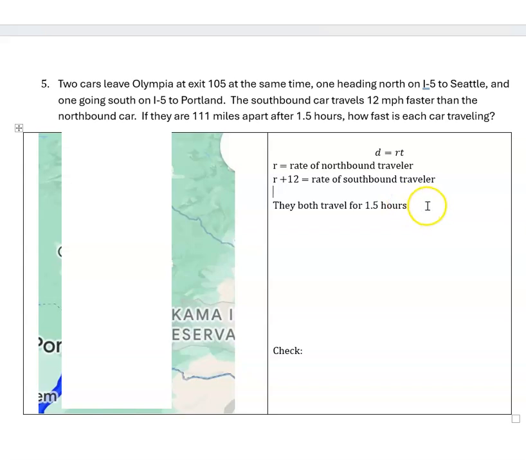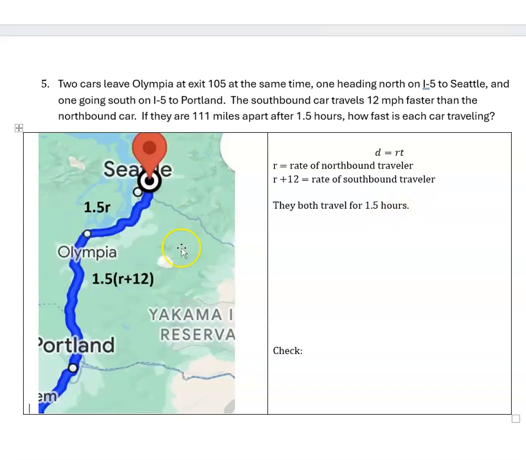We know they both travel for 1.5 hours. I always like to draw a picture when I'm thinking about these. Here's Olympia in the middle. One person's going north for 1.5 hours at some rate R, that's our northbound traveler, and the other person is going 1.5 hours at a rate of R plus 12. At some point they get 111 miles apart after 1.5 hours. So the distance south plus the distance north add up to 111.